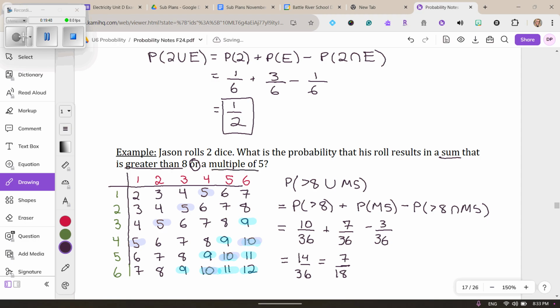So for a question like this, you do have the luxury of just counting up everything you have highlighted. Just make sure you don't count those tens twice.